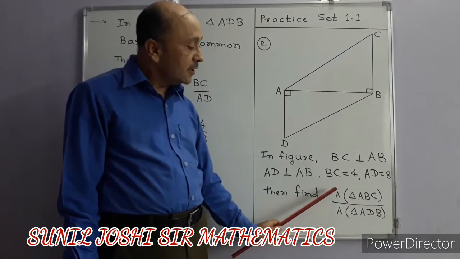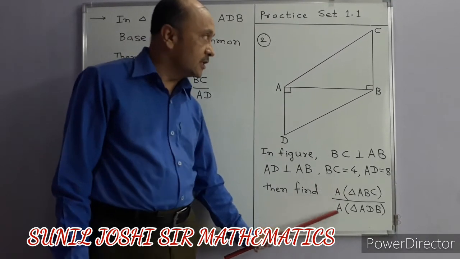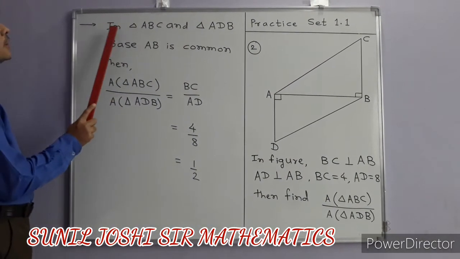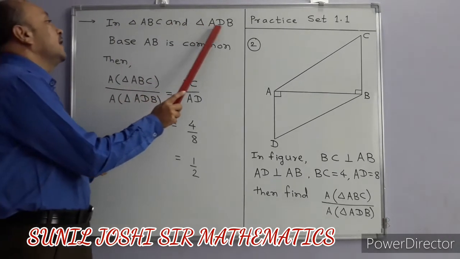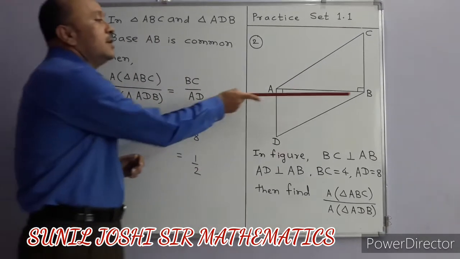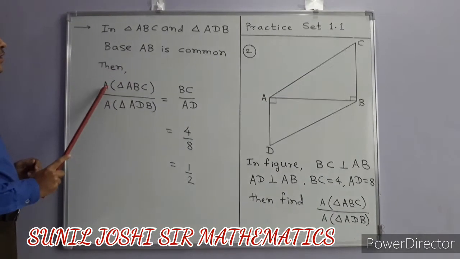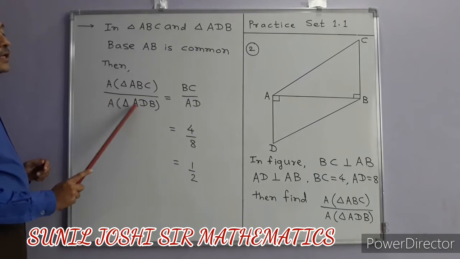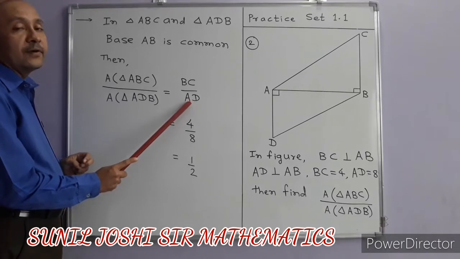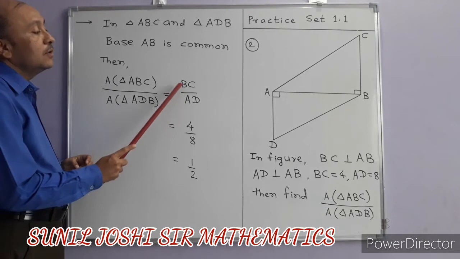So the concept is very clear from the question, that is, ratio of areas of two triangles. Now look how to solve it, in triangle ABC and triangle ADB. What is common here? The base AB is common. We have seen that. Then directly we can write down the formula. Area of triangle ABC divided by area of triangle ADB is equal to what? This is the height of the first triangle and this is the height of the other triangle. Half and half cancel, common base cancels, and only the height remains.